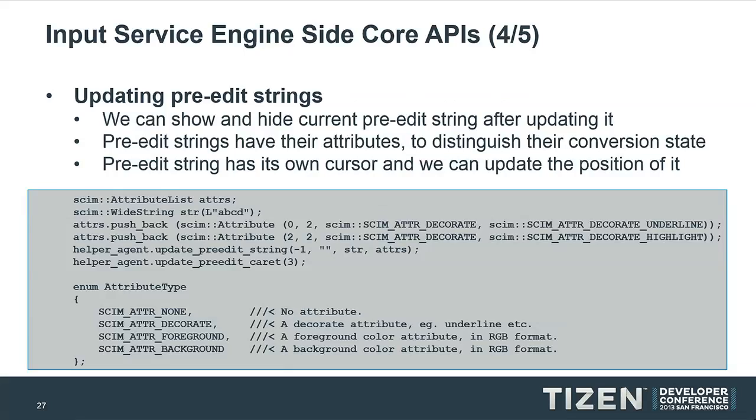And also, we can update the pre-edit string. We can show it and then hide it. And we can control the appearance of the pre-edit string. Some parts will be highlighted, some parts will be underlined, and we can change the foreground color or the background color of it. And within the pre-edit string, there are cases where there is a cursor. You can move the cursor inside the pre-edit string, so you can update the cursor using the update pre-edit caret function there.